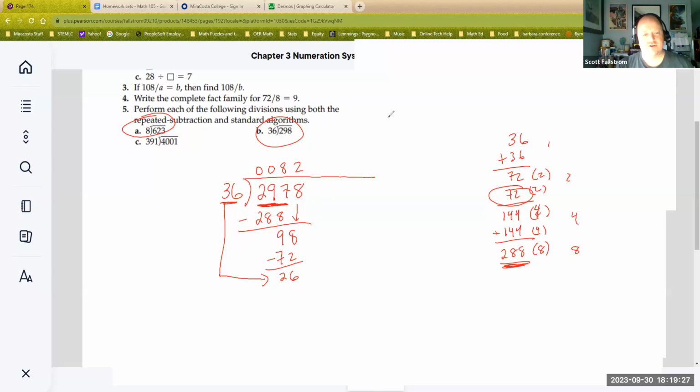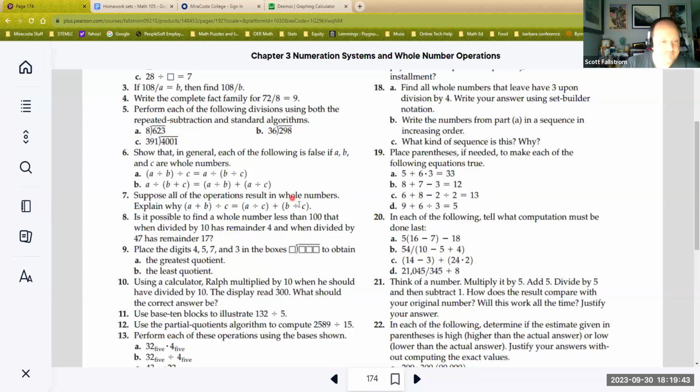So the answer here of 2978 divided by 36, the answer is 82, remainder of 26. All right. Clear that. Okay, so anyway, that's the idea there.